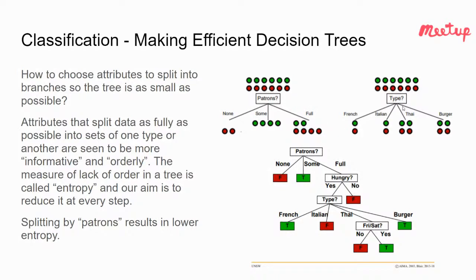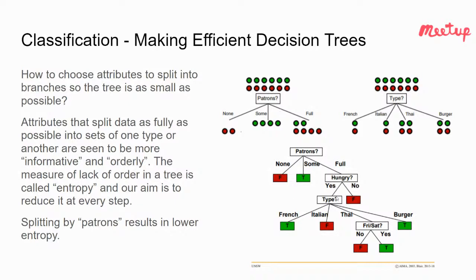However, for type, this is French, Italian, Thai, burger restaurants, one person had to wait and one person didn't. So this has to be split up further. So this is considered more informative and more orderly. And this is deemed to have higher entropy, because high entropy is sort of a lack of order. And the idea is you want your decision trees to be as small as possible. So you want your entropy to reduce at every step.